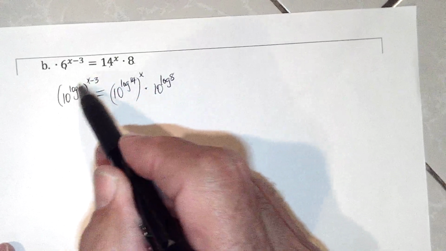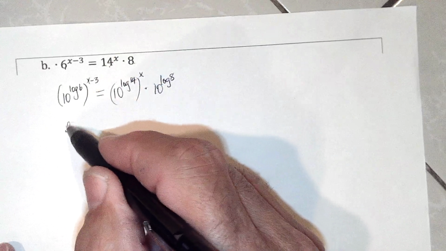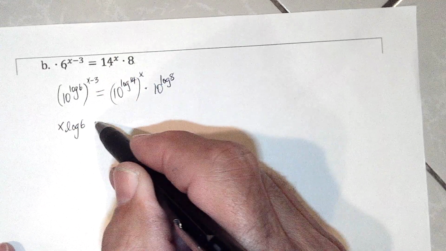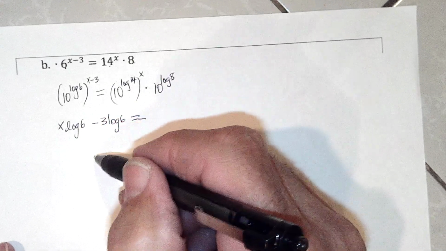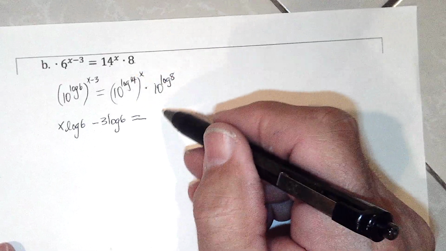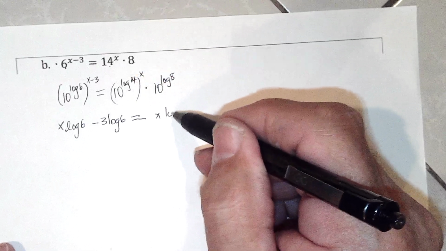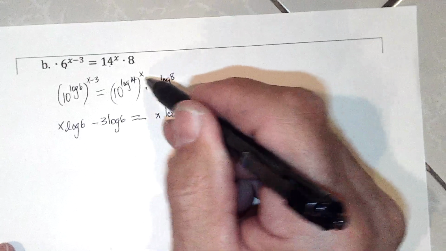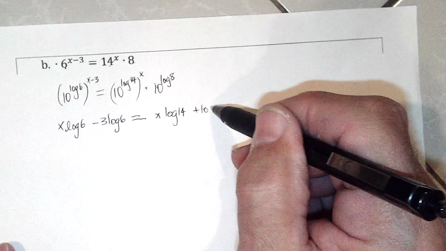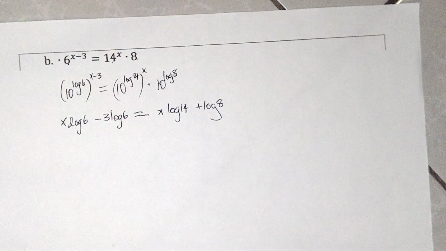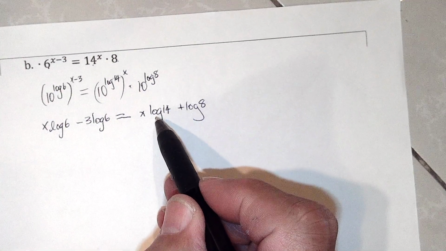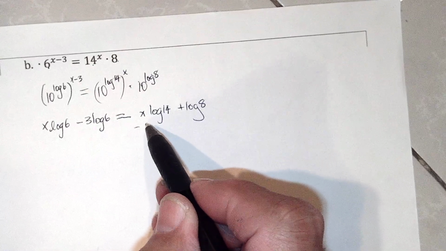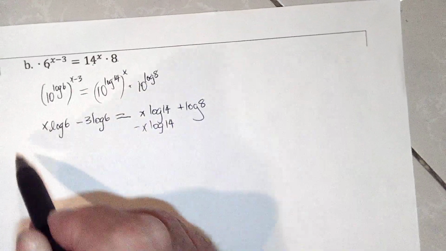When you have something to a power, you multiply the powers. So you get log 6 times x minus 3 log 6. Log 6 times the minus 3. And that would be the power of 10. And over here, we have to multiply those. So that's x log 14. And when you multiply, you add the powers. So plus log 8. And at this point, you could go to decimal, or you could just do the algebra. Like I could subtract x log 14 from both sides.